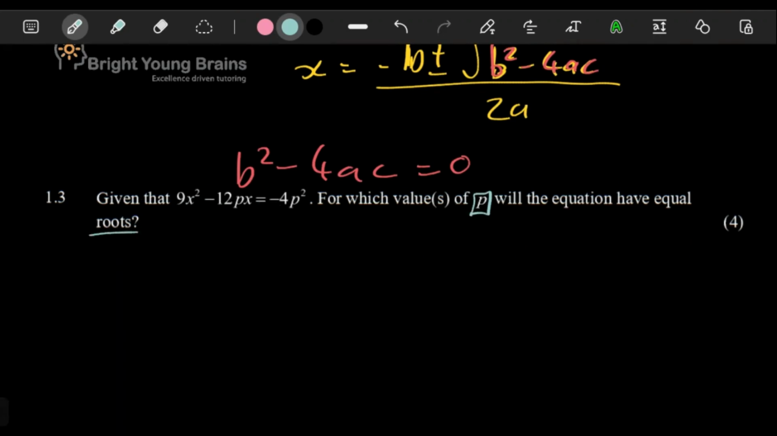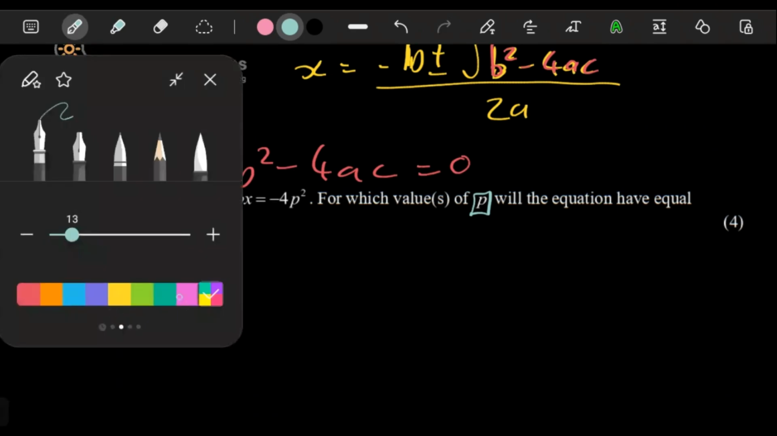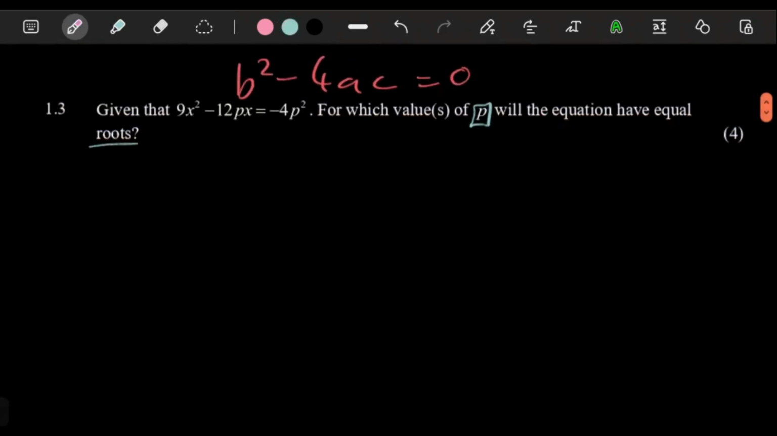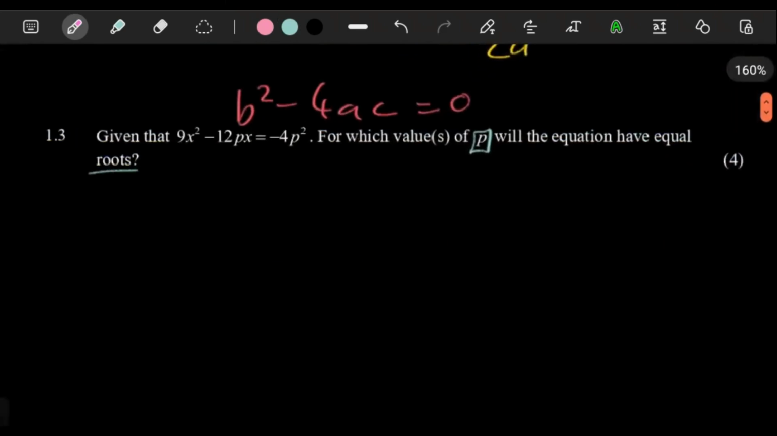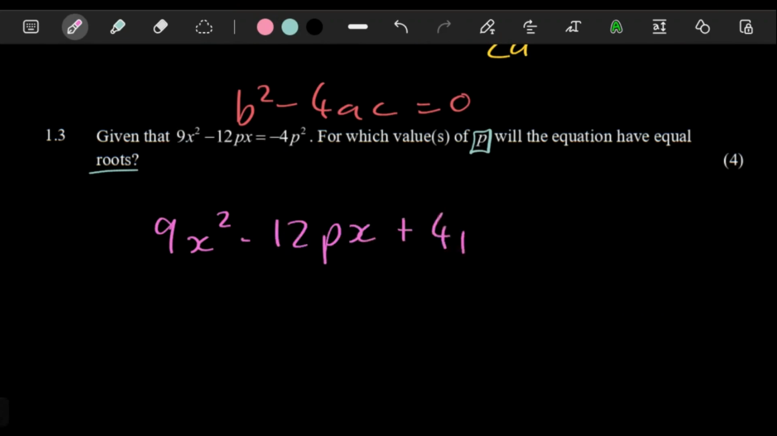So fortunately, remember, what you want to focus on is x is usually your main variable. So you don't want to think that here it's a different story. What I'm trying to say is, when you're putting this into standard form, everything goes on one side. You have 9x squared minus 12px, and then here you have positive 4p squared equal to 0.